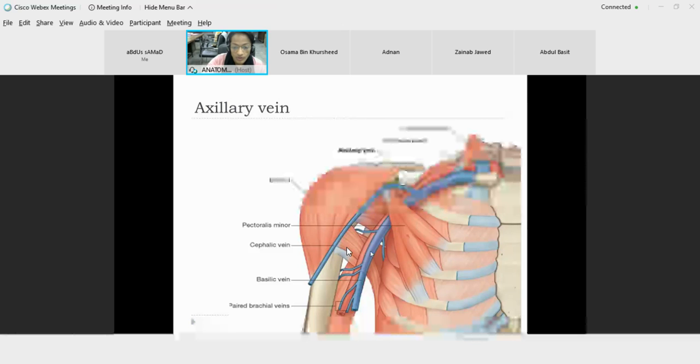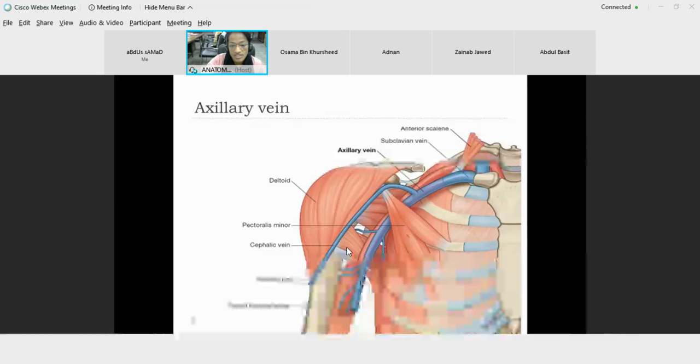So from lower border of teres major up till outer border of first rib, we have axillary vein. Then at the outer border of the first rib, this vein is forming subclavian vein. Okay, subclavian vein. So this is the axillary vein, which is formed by the union of basilic vein and paired brachial veins at the lower border of the teres major muscle. Then at the outer border of the first rib, this axillary vein is becoming subclavian vein.